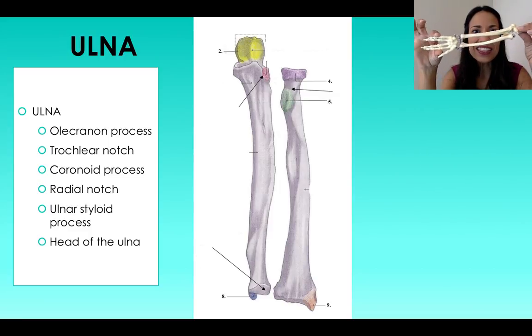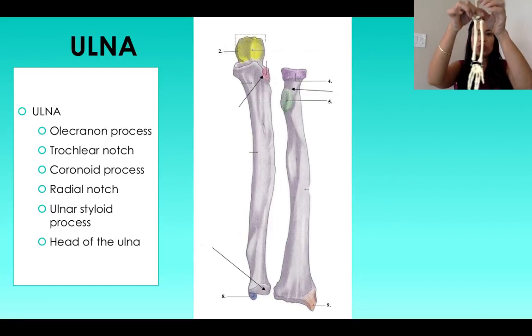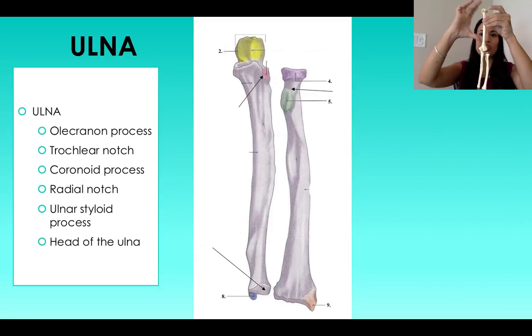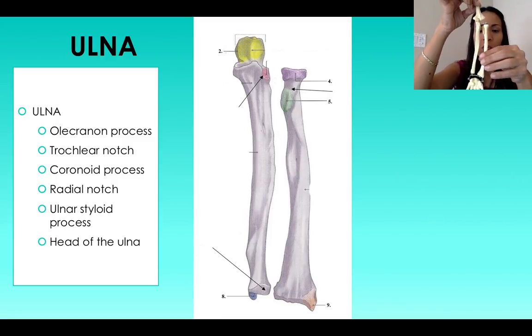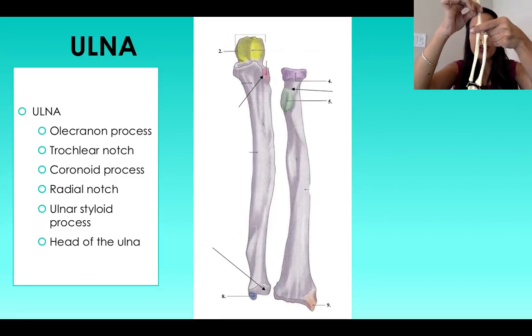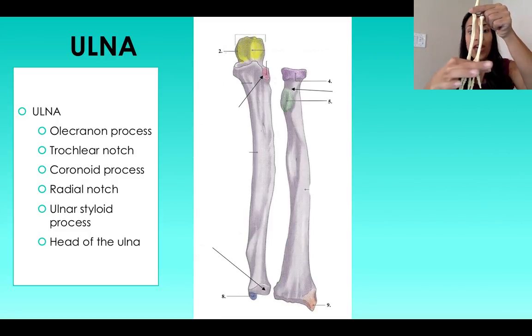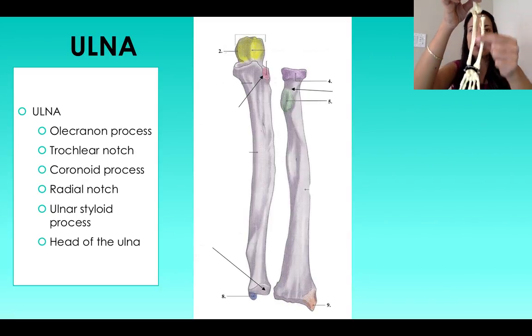Let's move distally, shall we? Distal to the arm, or the brachial region, we're going to find the forearm, or antebrachium region. Remember, it's between the elbow and the wrist, and it contains two bones. We have the ulna and the radius.